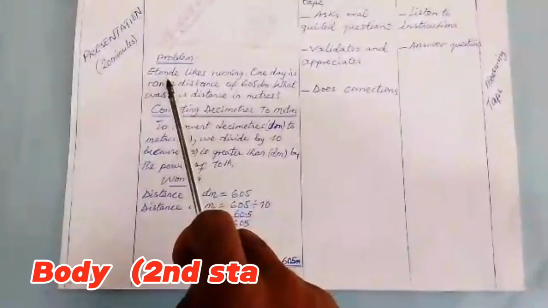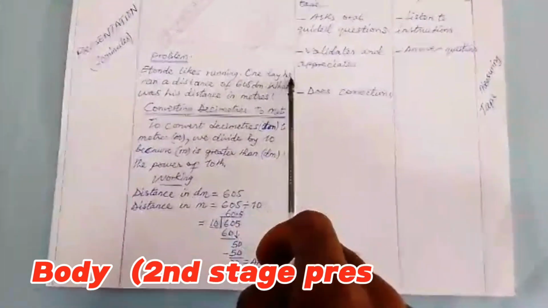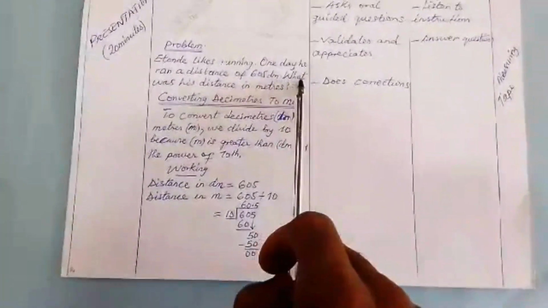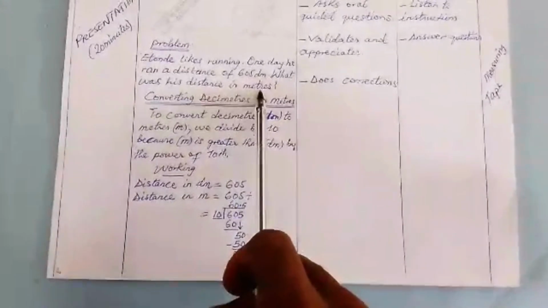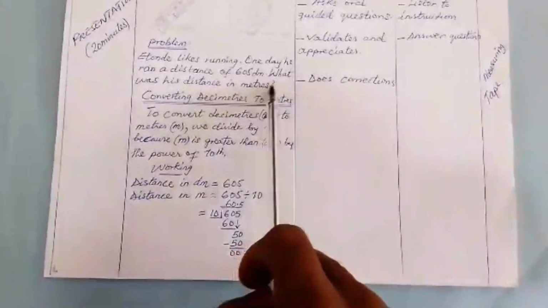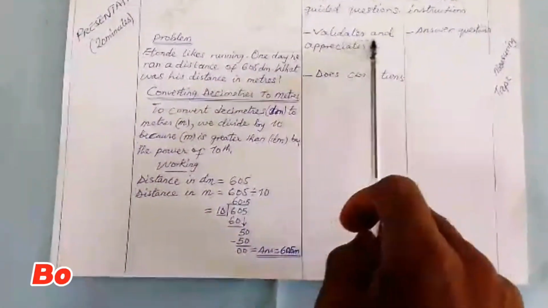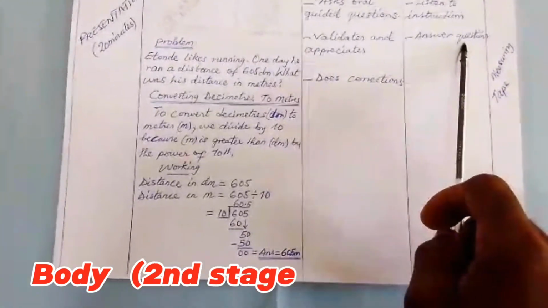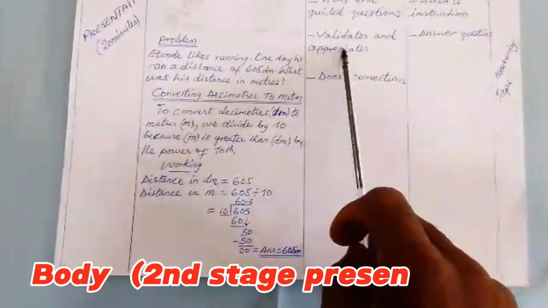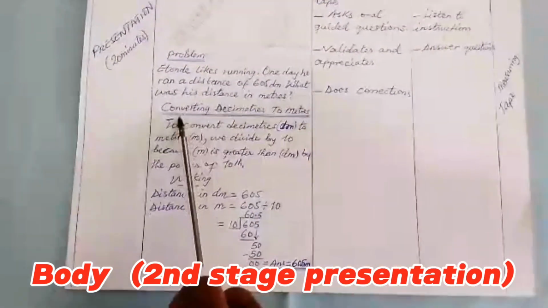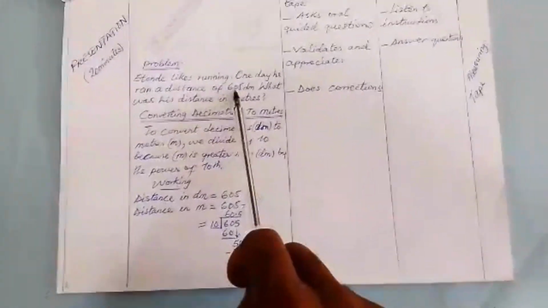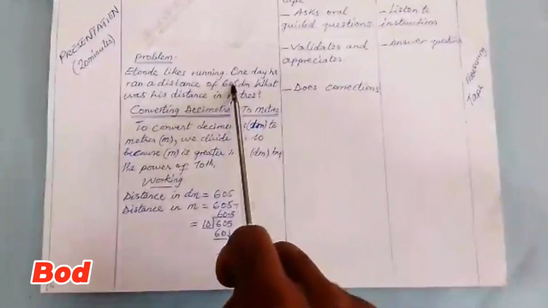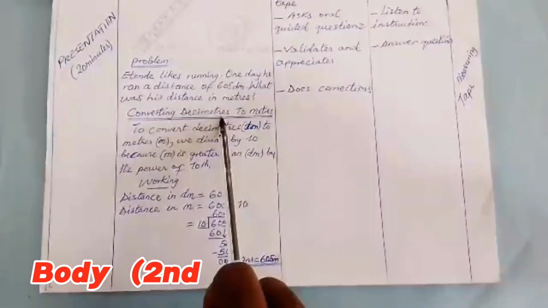Here's the problem. Etonde likes running. One day, he ran a distance of 605 decimeters. What was his distance in meters? So he validates and appreciates as the kids answer the questions, the attempts, because at this particular point, we have to let them admit the hypothesis. So he gradually brings them into the lesson, because remember, it's about converting from decimeters to meters.